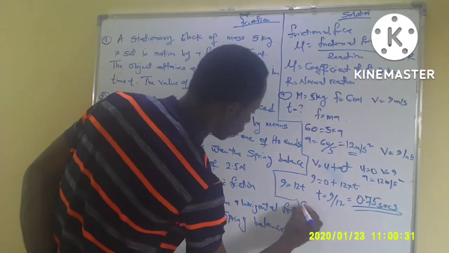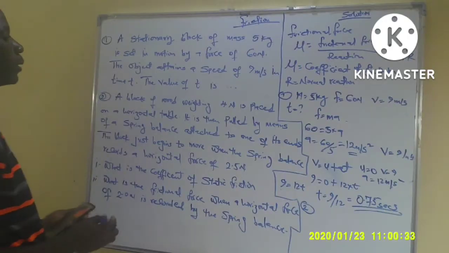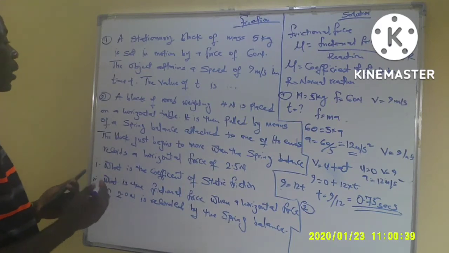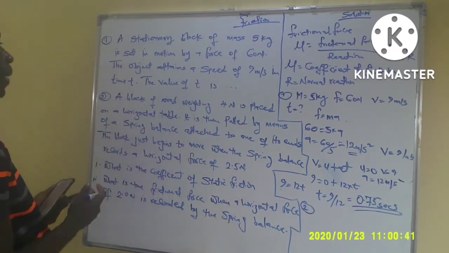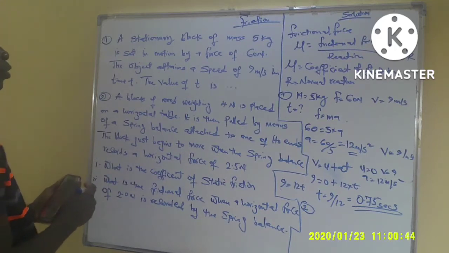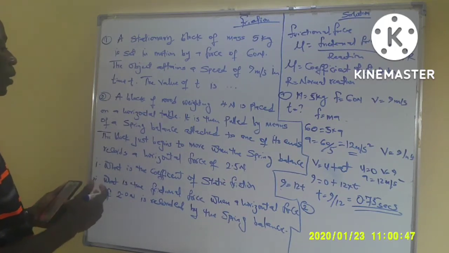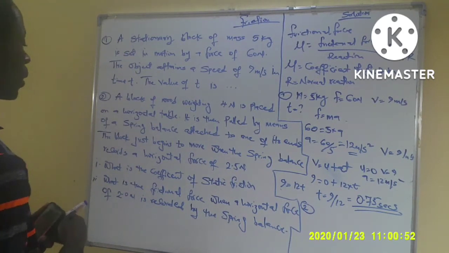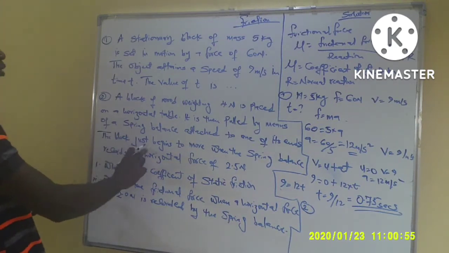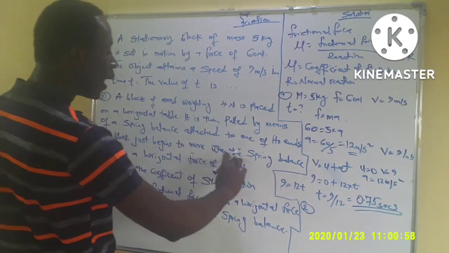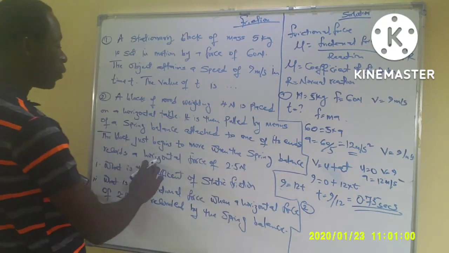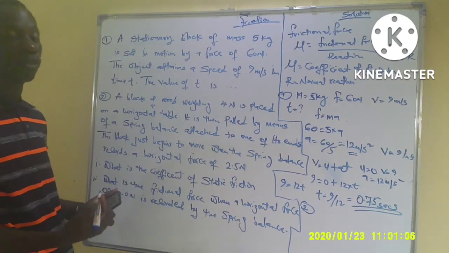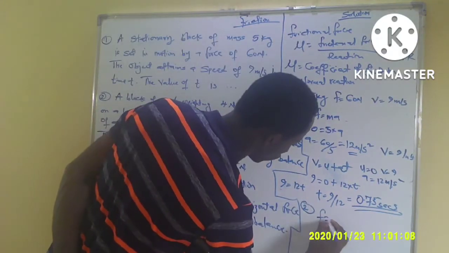Question number 2, so we are not wasting much of our time. They say a block of wood weighing 4 Newton is placed on a horizontal table. It is then pulled by means of a spring balance attached to one of its ends. The block just begins to move when the spring balance records a horizontal force of 2.5. So the maximum force that took the spring balance from the original position is what? So the frictional force at that point is F, which is 2.5.